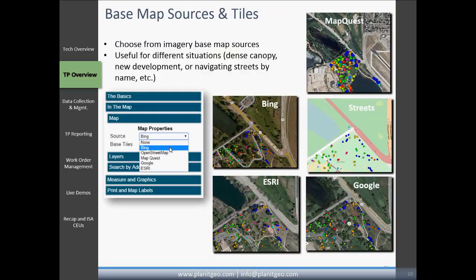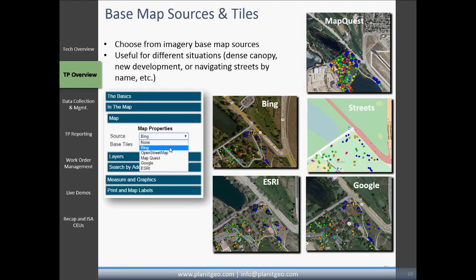Under the map, there are 3 different tabs. It's through this location that you'll be able to choose your different base maps. So we have several different base maps loaded into the app automatically from third-party sources, and we can display different imagery based on what you prefer, really.